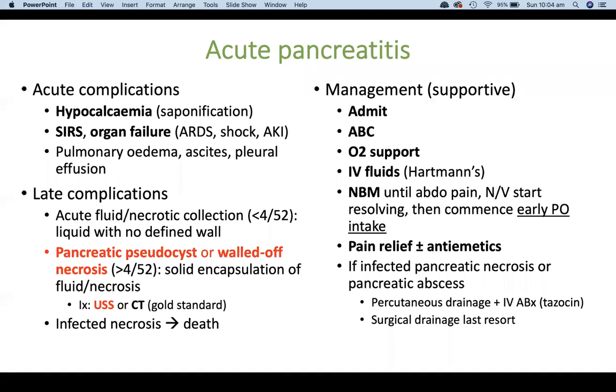In terms of late complications, it can cause a pseudocyst. And this is first picked up on an ultrasound, but CT is the gold standard.